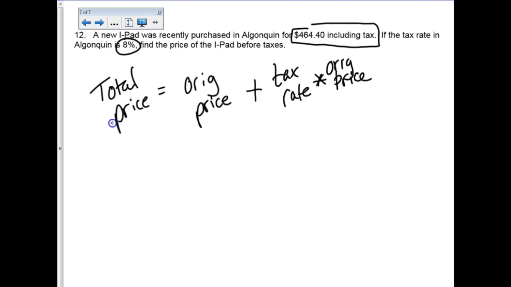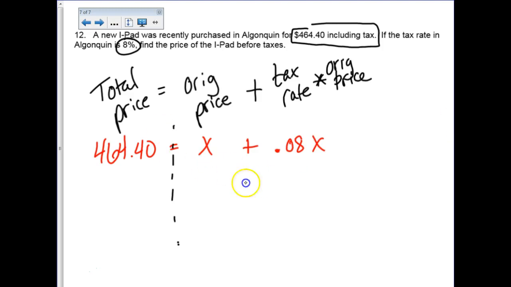It's messy writing, sorry about that. So total price is $464.40. I actually don't know the original price, so I'm just going to call that X. And then the tax rate is 8%, so that's 0.08, and then times that X again. So using my equation solving skills, X plus 0.08X is 1.08X, which makes a lot of sense, because what I want you guys to start thinking about for these sales and tax problems, if you're paying more than 100% because you're increasing the price for something like tax, 1.08 means 108%, so that makes a lot of sense.